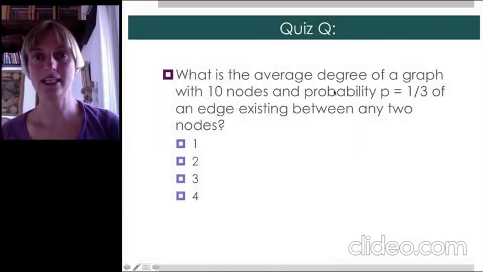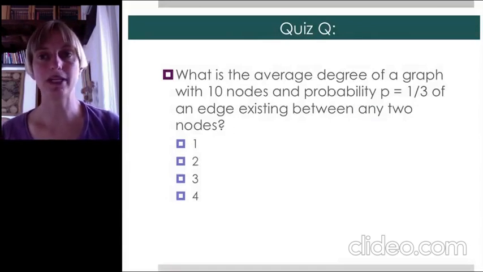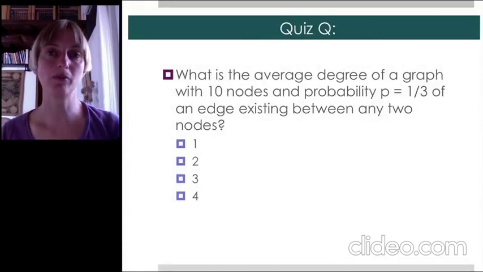To test our understanding, let's see what the average degree would be of a graph with 10 nodes where the probability of any two nodes linking is a third.